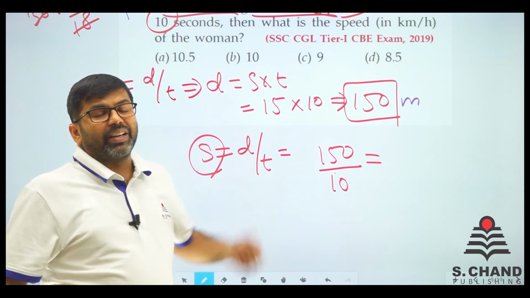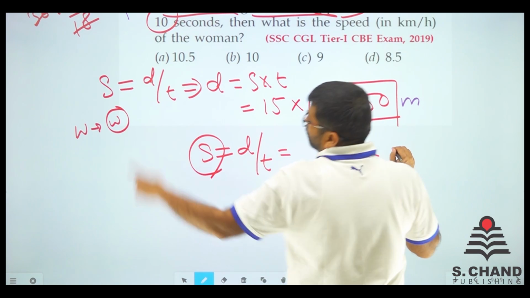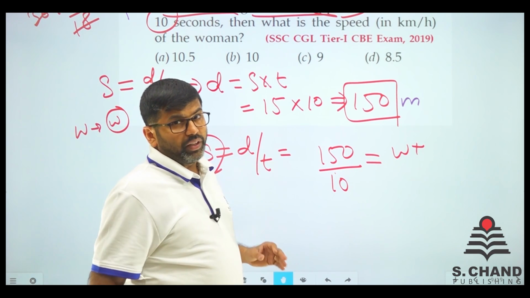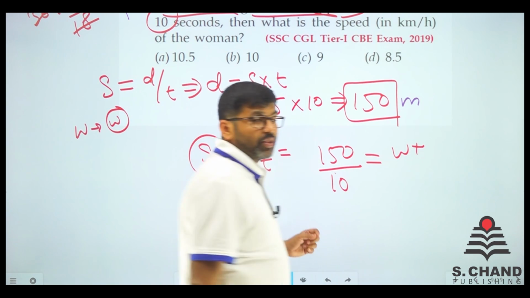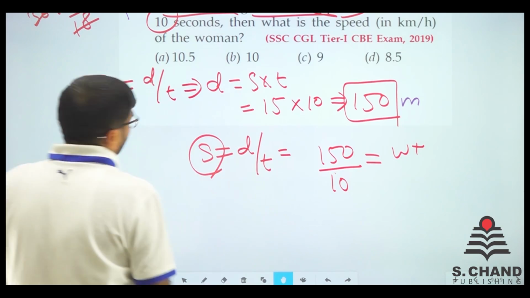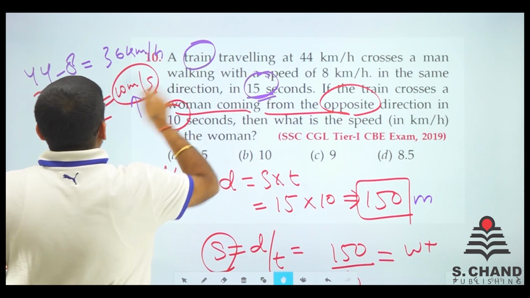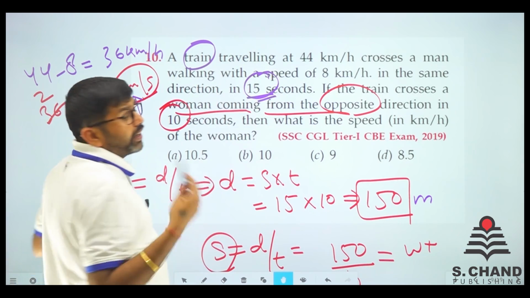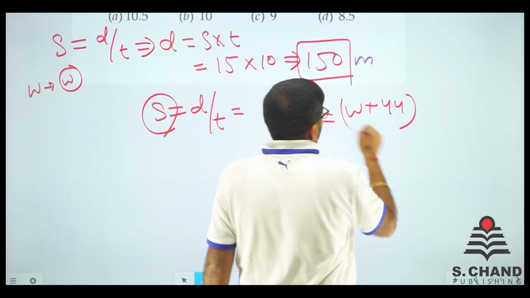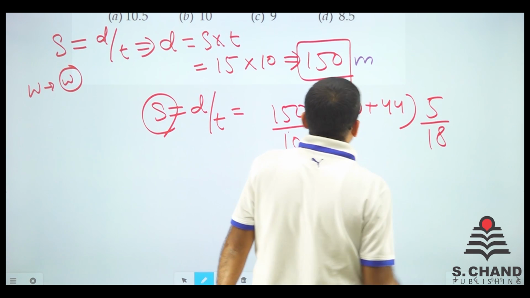Now, if they are in the opposite direction, that means for the relative speed we need to add both the speeds. So we add the speeds, W and the speed of the train, 44. Both the speeds means W, that is the woman's speed, and the speed at which the train is moving. So the train is moving at what speed? The speed is actually 44 km per hour. So 44 km per hour will be converted into meter per second, right? In meter per second we have to multiply by 5 by 18, right?